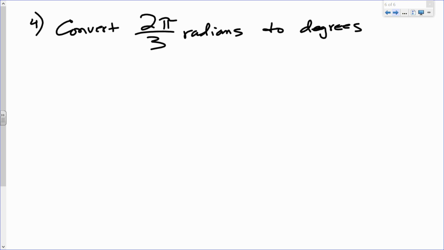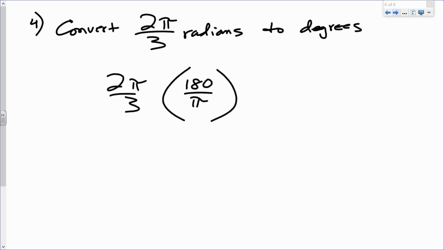Let's do it. So 2 pi over 3 radians. So I'm going from radians to degrees, so I'm going to multiply by 180 over pi. So I got 2 pi over 3 times 180 over pi. Exactly. So how many degrees would this one be? Well, 2 times 180 is 360 divided by 3, 120 degrees. Pretty easy stuff.